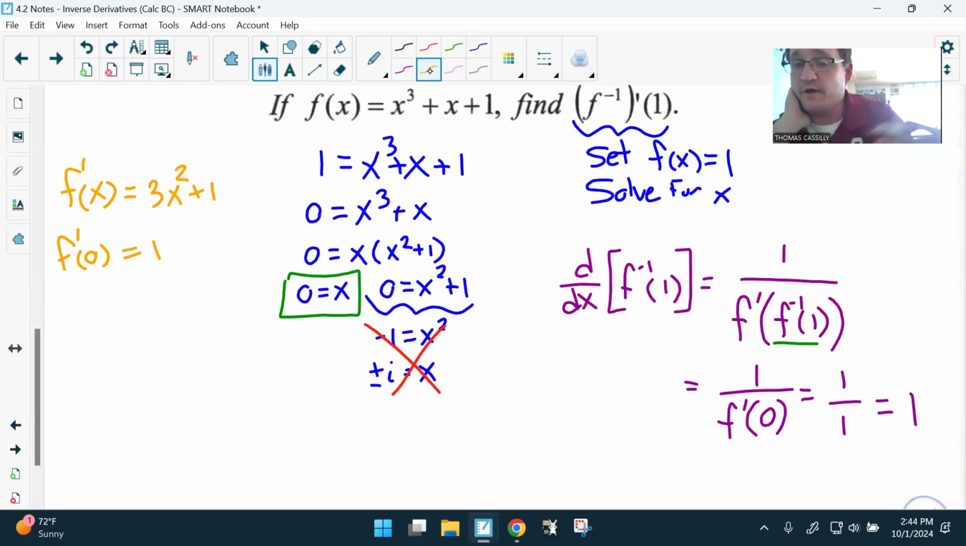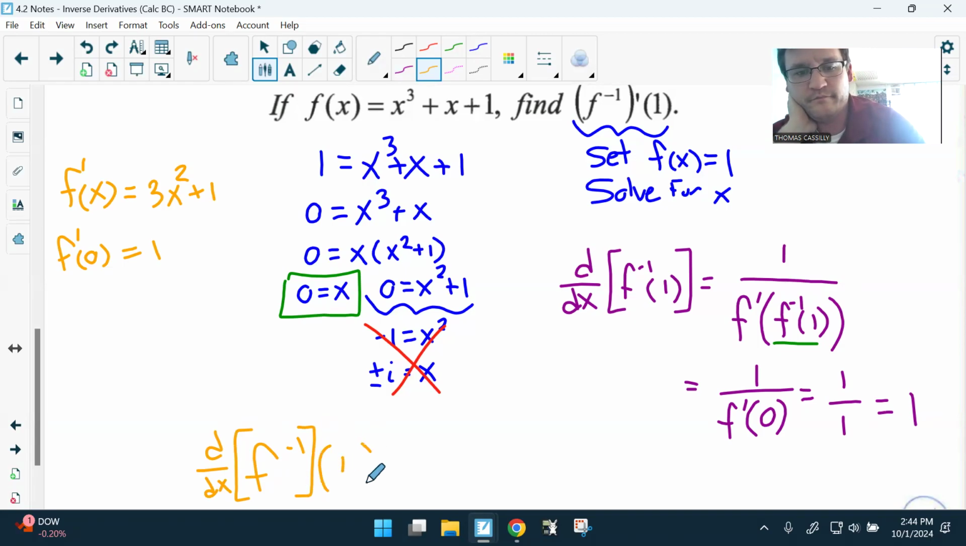So our final answer here is we know f inverse prime, or I don't like that prime, I'm going to say d/dx. I think this notation is a little bit more friendly in this case, right? Of 1. Actually, here, I got my brackets in the wrong spot. Of 1 is equal to 1, right?